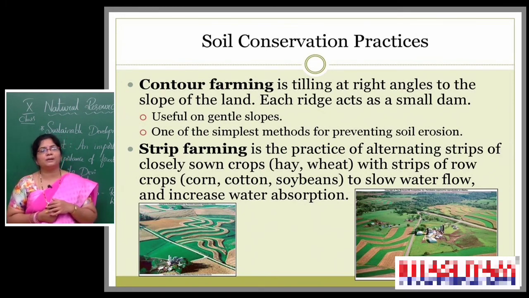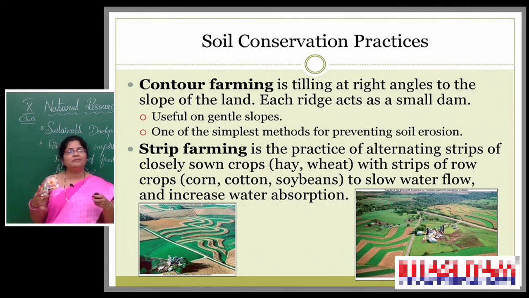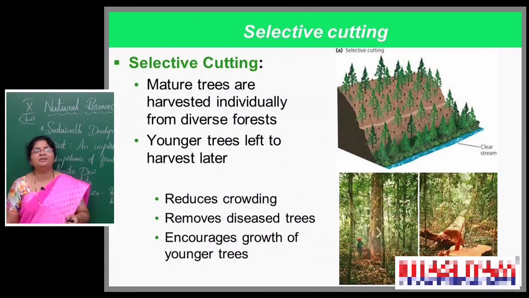and increase water absorption. When we are doing agriculture, we need to select different types of plants. They have different kinds of root systems. Those root systems help to bind the soil. And selective harvesting also protects the soil from erosion. That means mature trees are harvested and you leave off the younger ones. So, you are able to take the crop, and at the same time we need not uproot the plant, so that when the plant is present, it will protect the soil.